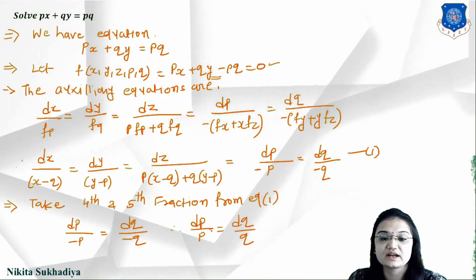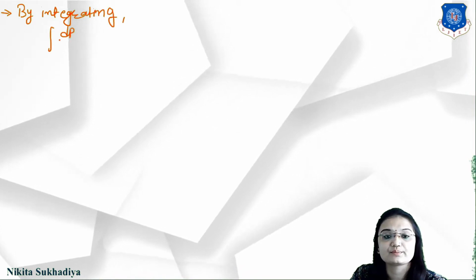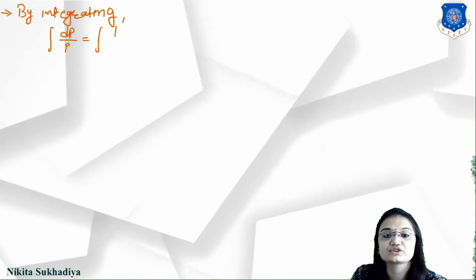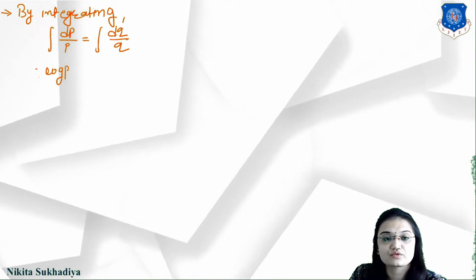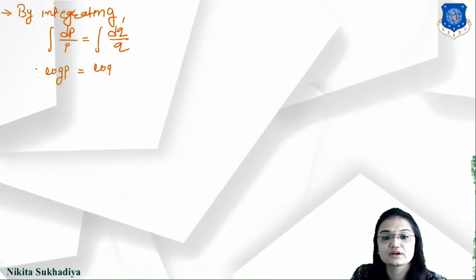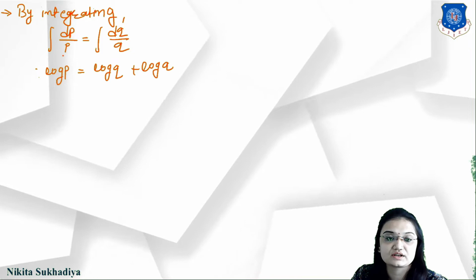Okay, so now by integrating both sides, we will get the integration of dp/p equal to the integration of dq/q. So this becomes log p = log q plus log a, where a is a constant.